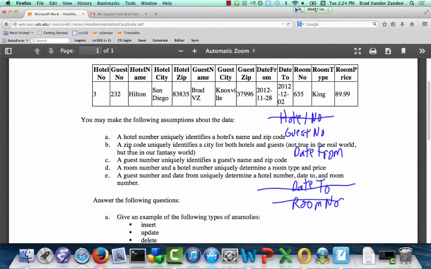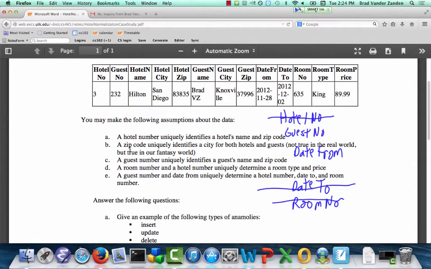The only way date from can be unique is if we're going out of business, okay? Because we don't want to have only one booking in our hotels on any given day. So hopefully we have multiple guests checking in on the same day. So neither by themselves is enough to uniquely identify it. But together, guest number and date from, in fact, do uniquely identify every tuple in that relation. I'll kind of let you convince yourselves of that fact.